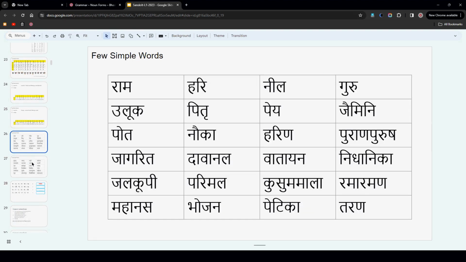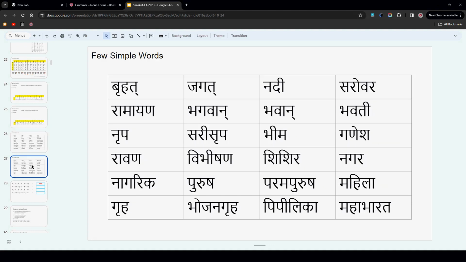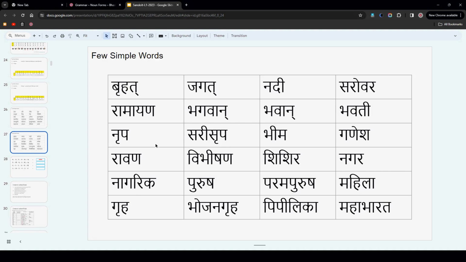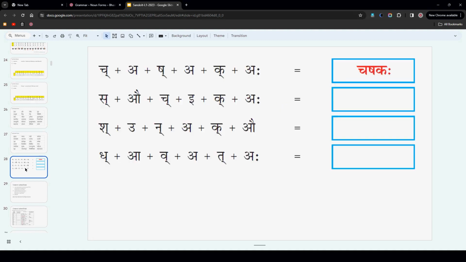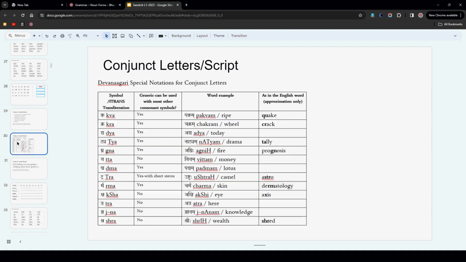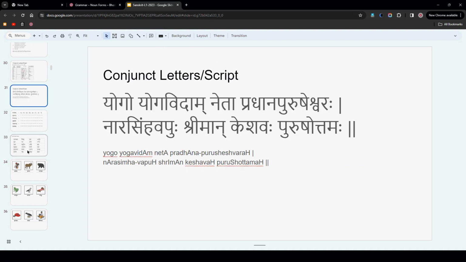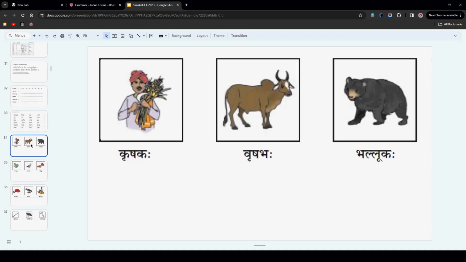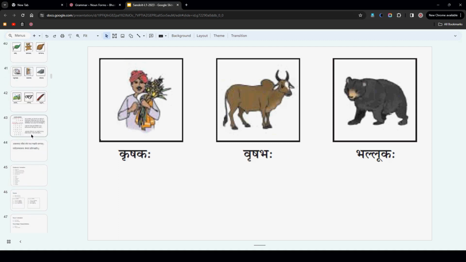Again, few more words here, all ending in swara. Here there are some words ending in, only two words, ending in ta. And this we saw, a word is made of a combination of consonants and swara, vowels. So this is just a Devanagari writing practice, which I think you already know. You can do that. So more words here.